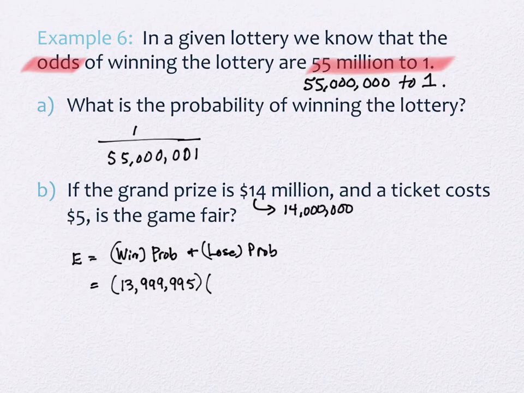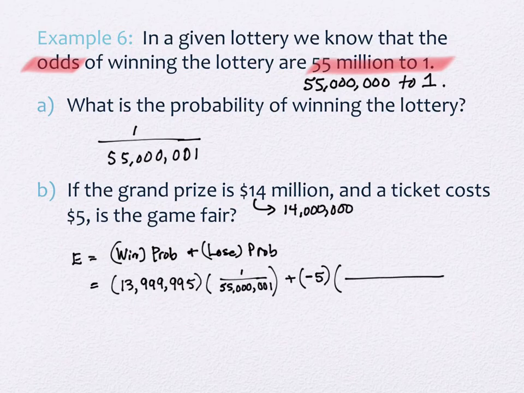We already did it. 1 out of 55 million and 1. That was part A. That's the probability we win. What happens if we lose? What do we lose? $5. And so this is a negative 5, right? Because it's a net change to our pocketbook of $5 less. And we haven't calculated this probability yet, but we certainly can. What is the probability that we lose?